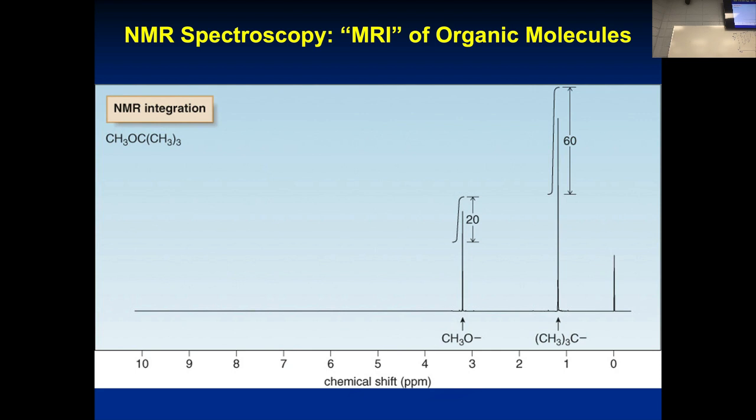MTBE used to be added to gasoline. It was an oxygenating agent added to gasoline. It is no longer added to gasoline because it leaks and gets into the water and it's carcinogenic. But you can actually detect it in water using this technique called NMR, okay? And this NMR is actually looking at the hydrogens. This is called proton NMR, okay? So we're only looking at the hydrogens. These peaks come from these hydrogens, not the carbon atoms, not the oxygen atom, okay? It is from the hydrogens. So we're looking at the hydrogens in the molecule.